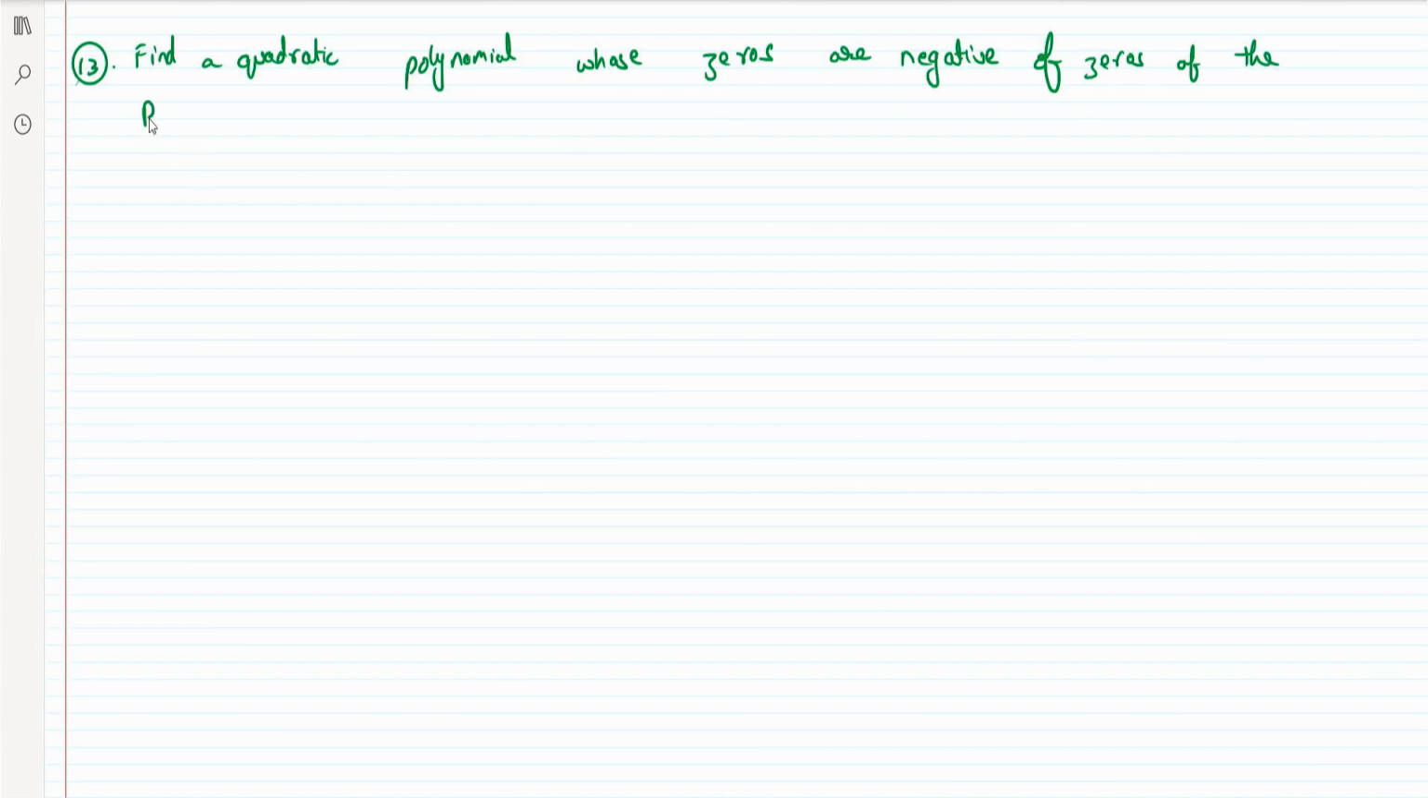Now look at the 13th question. Find a quadratic polynomial whose zeros are negative of zeros of the polynomial px square plus qx plus r. Any doubts?